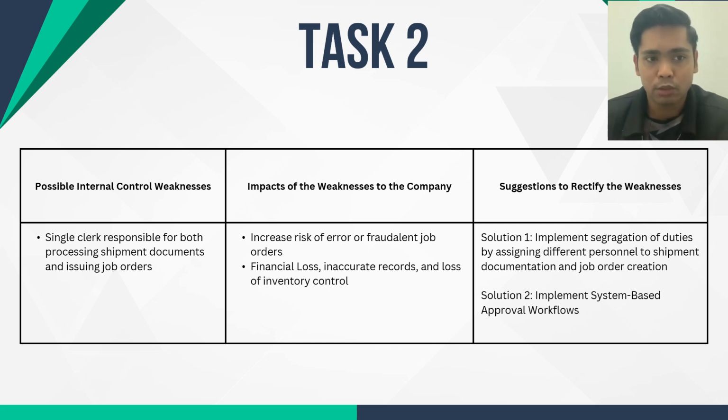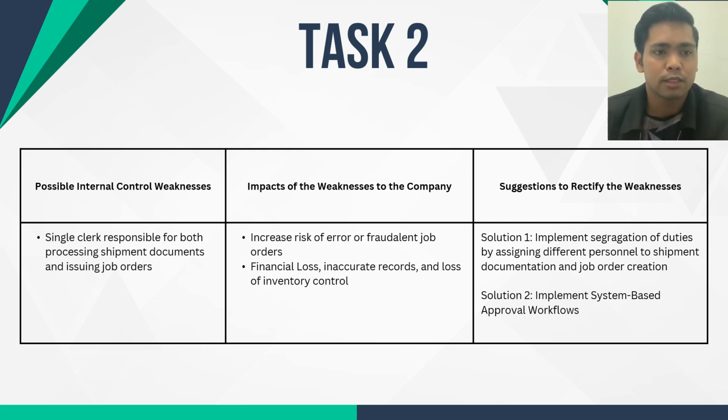To address the issue, we propose two key solutions. The first solution is to implement segregation of duties. This means assigning different personnel to handle shipment documentation and job order creation. With this division of tasks, it becomes much harder for fraud to occur undetected, and it also reduces unintentional errors.